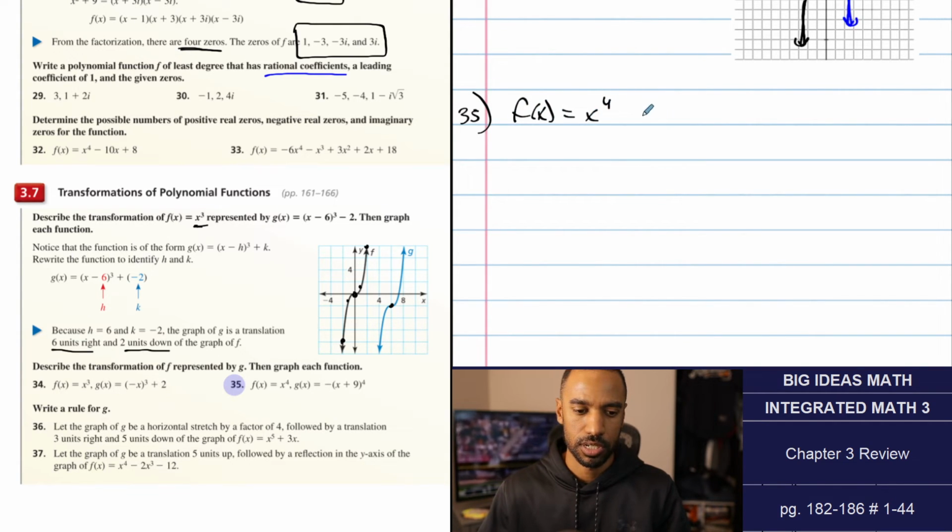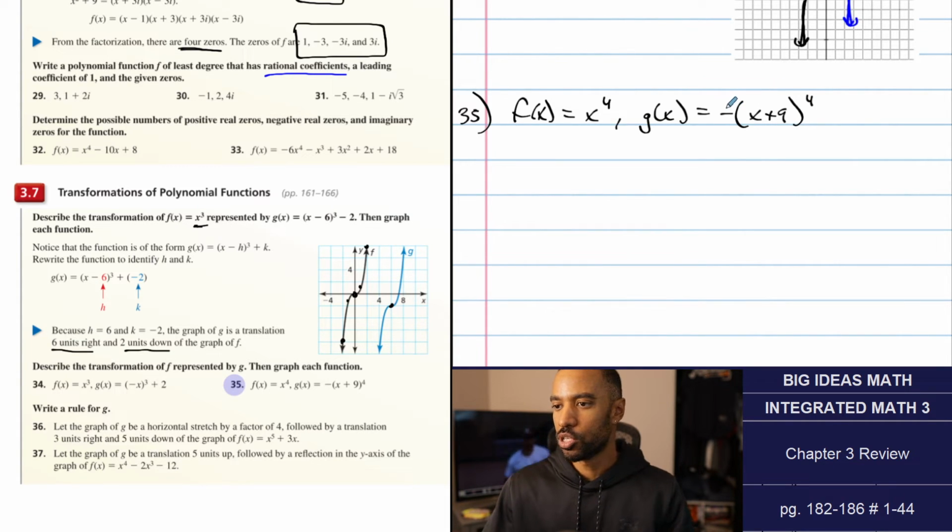Another parent function to take care of. And g of x equals the opposite of x plus 9 to the 4th power. Both clearly to the 4th power.